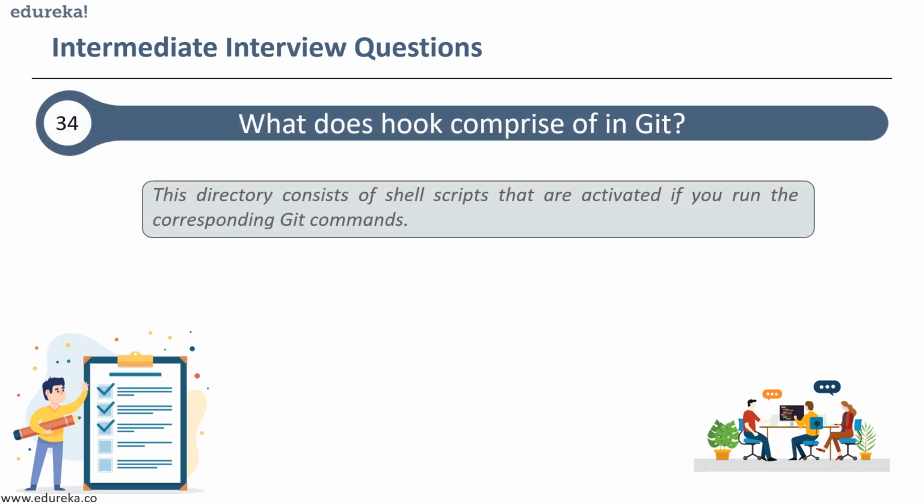The next question is, what does hook comprise of in Git? This directory consists of shell scripts that are activated if you run the corresponding Git commands. For example, Git will try to execute the post-commit script after you have run a commit.